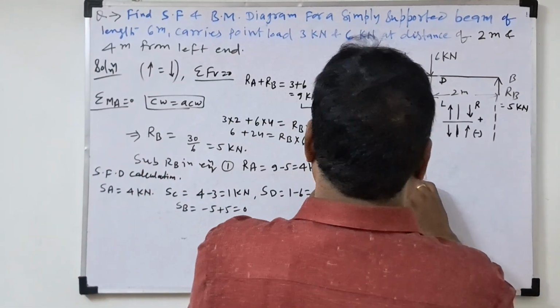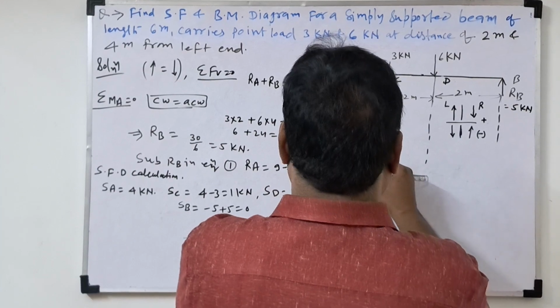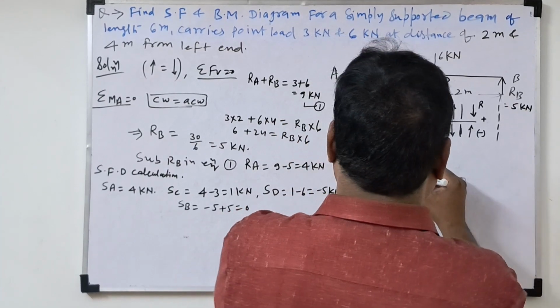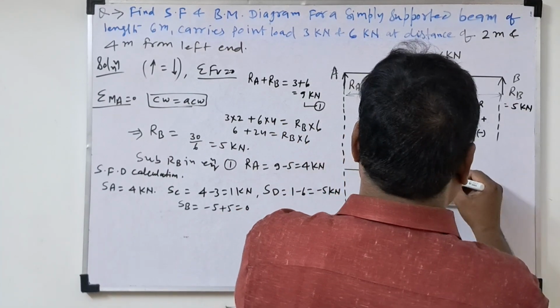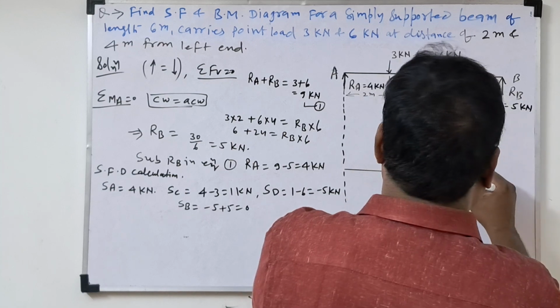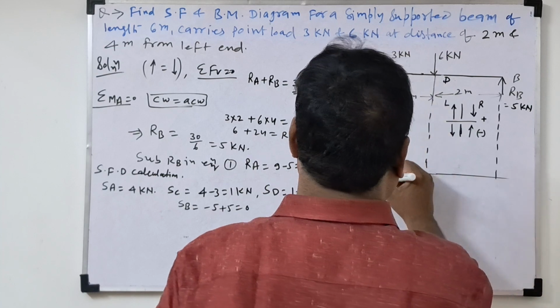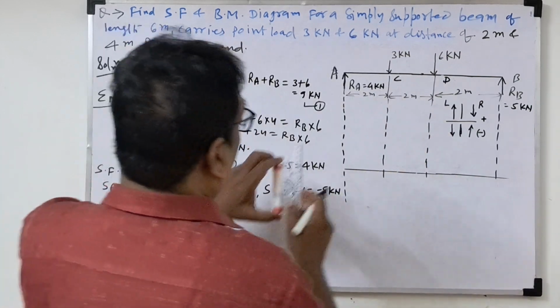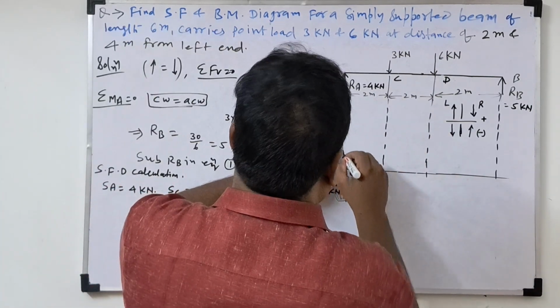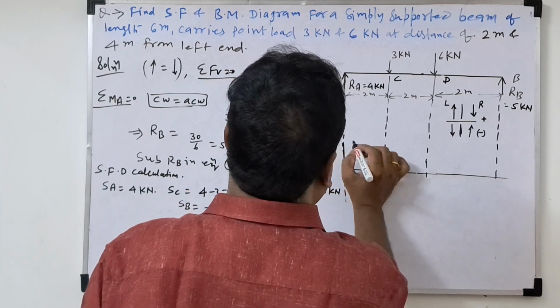So we'll take this 0 line first. This is called the 0 line. In this line shear force will be 0. So this line you extend. So first what is there? 4 kilonewton. So now you will see here, we will draw the 4 kilonewton at A.